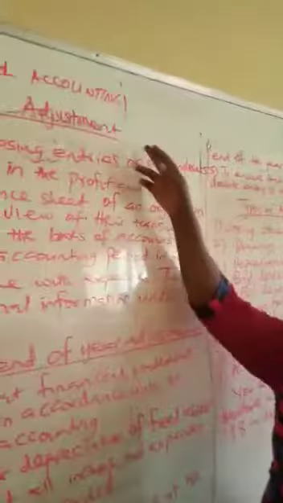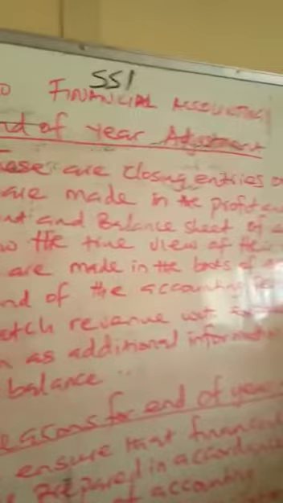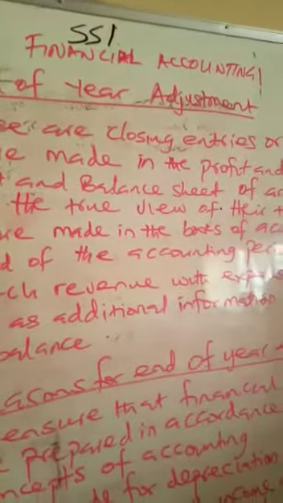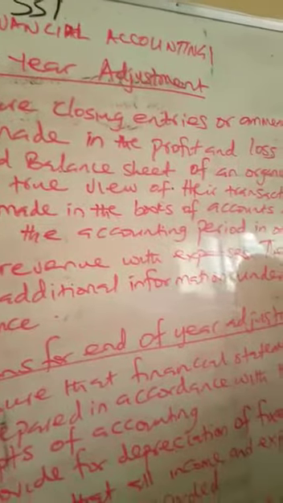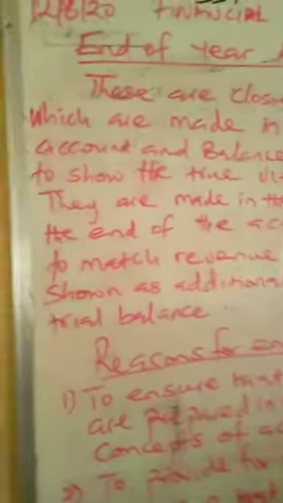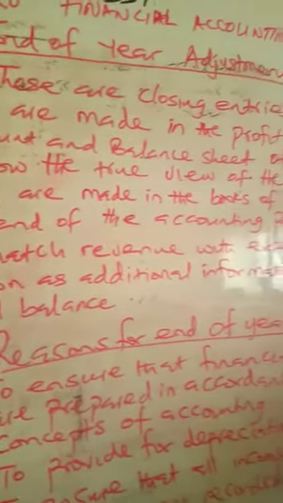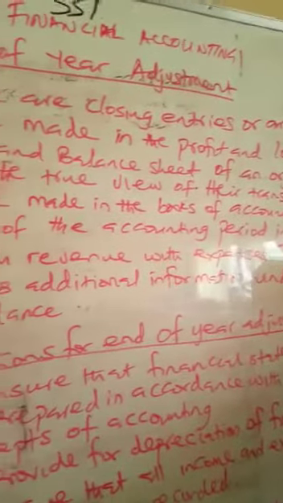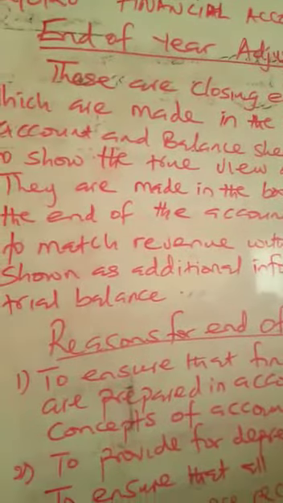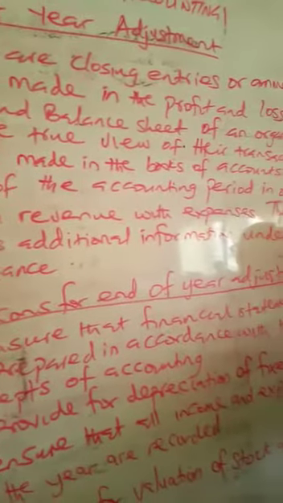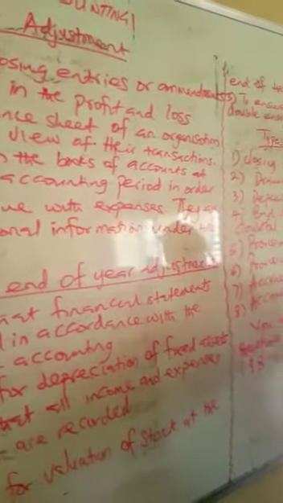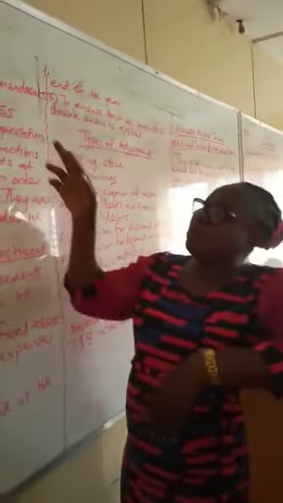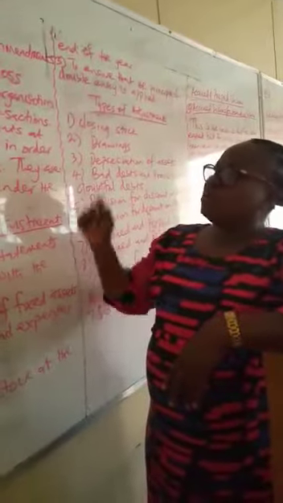So our new topic, like I told you, is end of year adjustment. End of year adjustment is applicable to sole trader and even partnership. So what do we mean by end of year adjustment? These are closing entries or amendments which are made in the profit and loss account and balance sheet of an organization to show the true view of their transactions. So they are made in the books of account at the end of the accounting period. That is why it is called end of year adjustment.